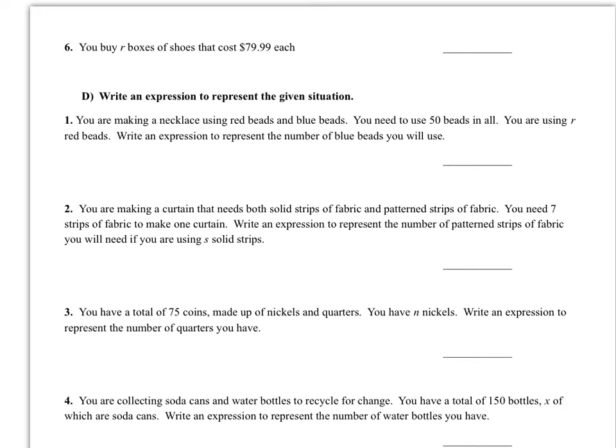So this time it says that we're making a necklace using both red beads and blue beads, and we need to use 50 beads in all. So that 50 beads in all is going to be the red beads, however many there are, plus the blue beads, however many of those there are, and we don't know either of those numbers. It does tell us that we don't know the number of red beads, but we're going to use R to represent that. And so in this space over here, I could think of this as an R. So I need my total to be 50.